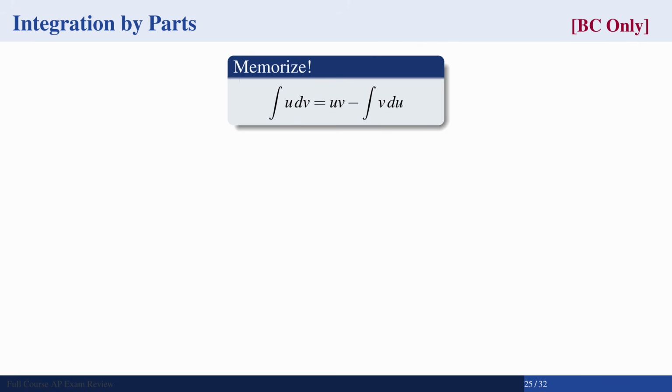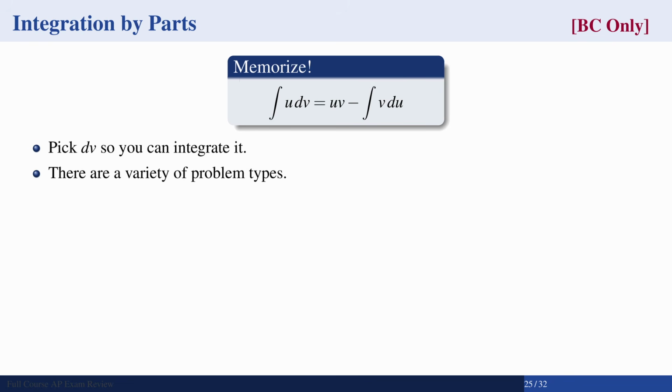Okay, so BC topic number 1, this is BC exclusive, is integration by parts. You must memorize the integral of u dv is uv minus the integral of v du. There's a thing you can memorize for this, but I've never memorized it. What I do is I always try to pick dv so that I can integrate it. That's the most important part. You could take the derivative of anything, but you need to be able to integrate dv.